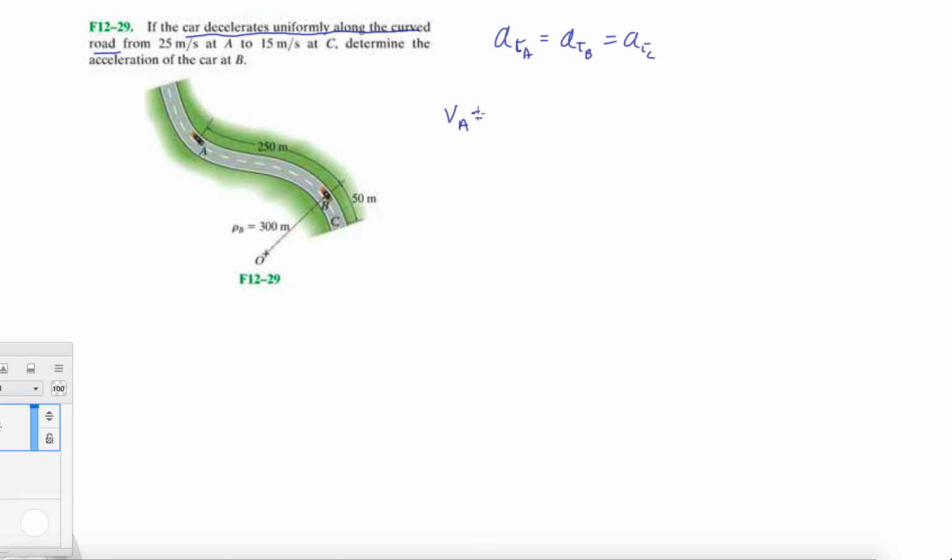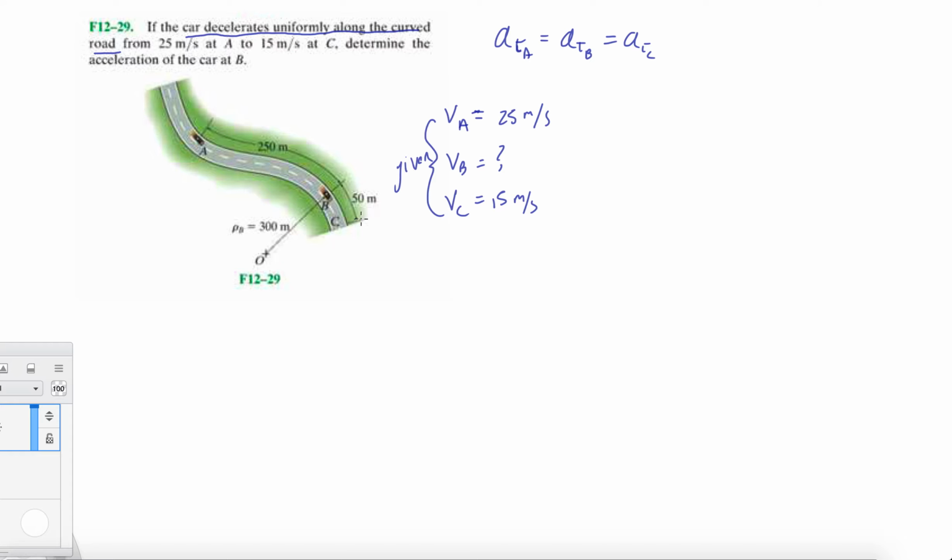Okay, so the way I did this was, I have my velocity at A is 25 meters per second. My velocity at B, I don't know that, and my velocity at C is 15 meters per second. And this is all given. And then we're not given anything with accelerations other than that it's uniform, right? So we need to look for an acceleration.